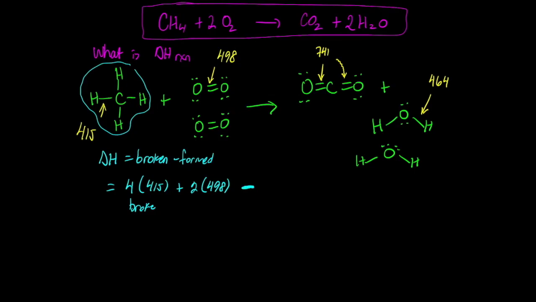And then we want to subtract all of the formed ones. Okay, so here's the broken one. We want to subtract all of the molecules that are formed, and we have a bunch of things here, right? So for the carbon dioxide molecule, we have 2 OC double bonds. So 2 times 741. Notice how they're inside of the brackets here.